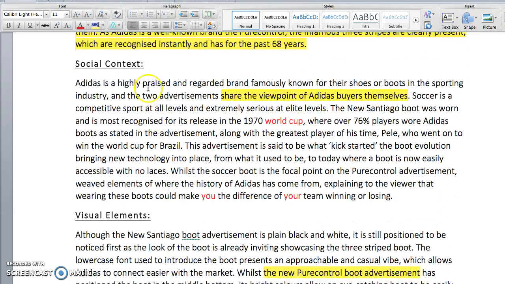Social context. The two advertisements share the viewpoint of Adidas buyers themselves. I'm not sure what you mean there. The two advertisements share the key, or one of the key messages of Adidas, which is this idea of excellence in sport, or sport has the power to change. But I'm not quite sure what you mean there. You're being a bit wordy here. I don't really need to know. You can, but just be careful about your word count.